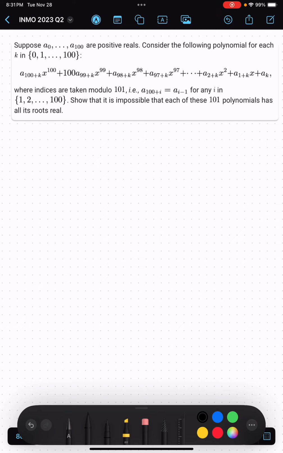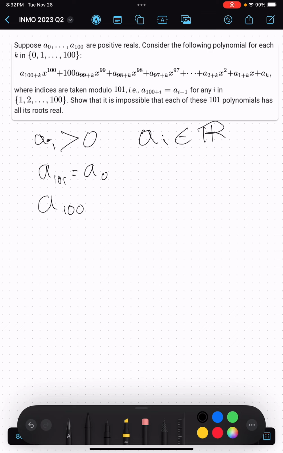We have 101 positive real numbers a0 to a100 such that all a_i are greater than 0 and belong to the real set. They are also cyclic. If we say cyclic modulo 101, then a of 101 is basically a of 0, so a of 100 plus i would basically mean a of i minus 1.